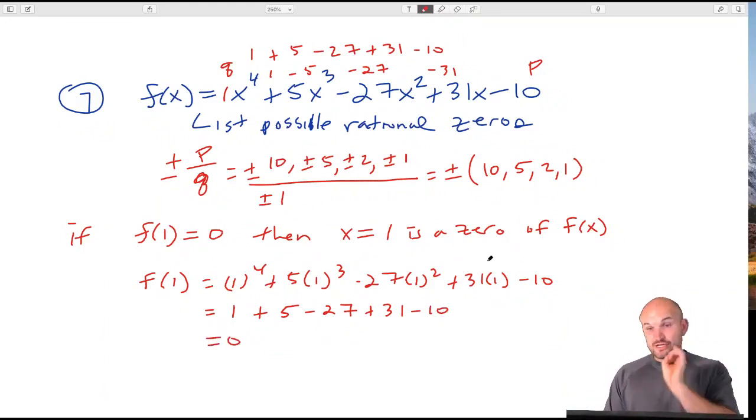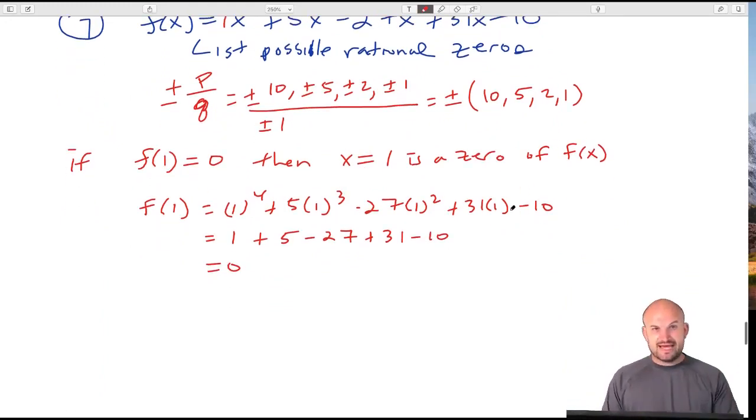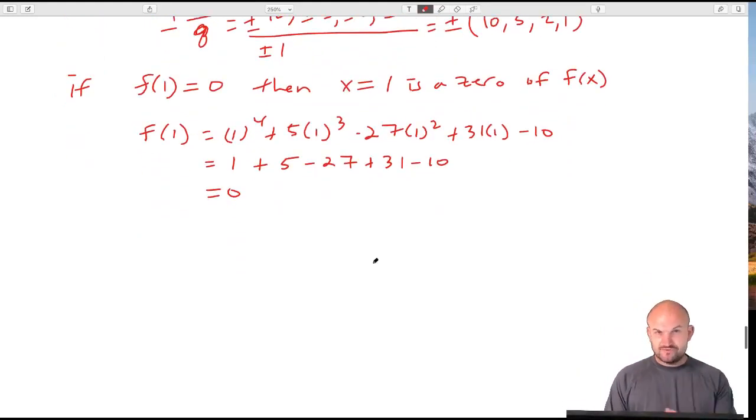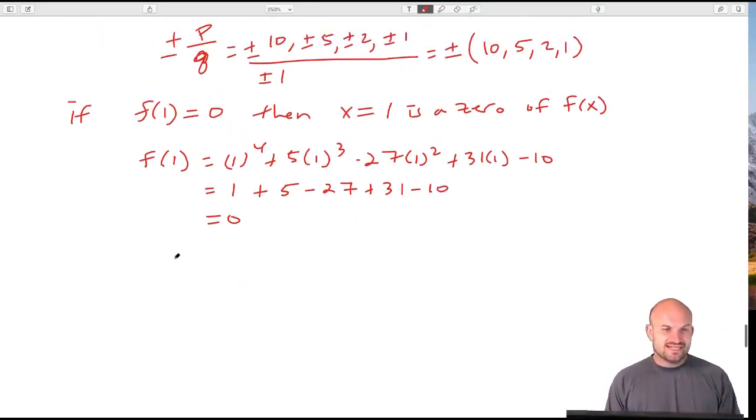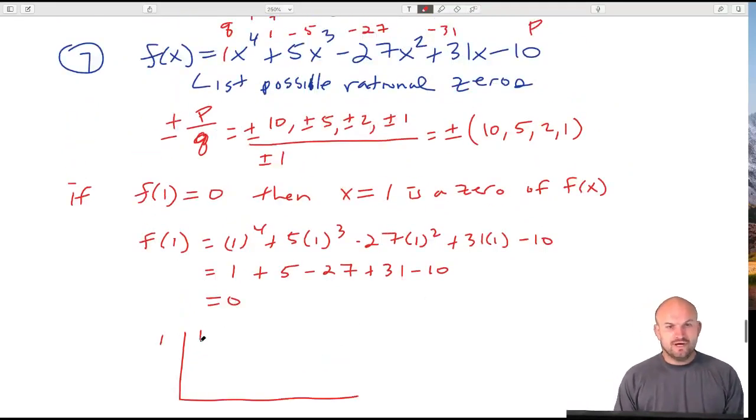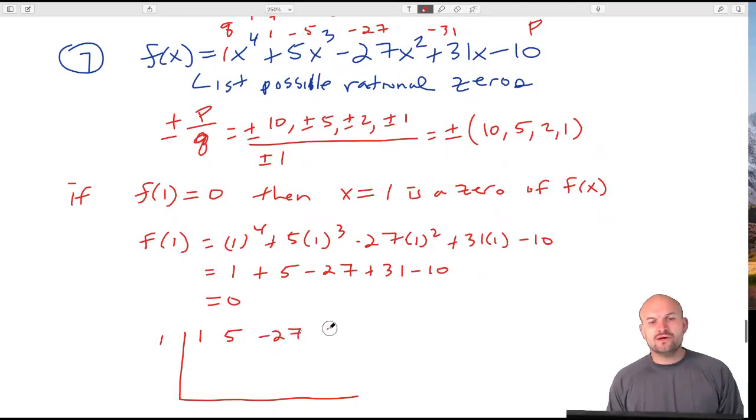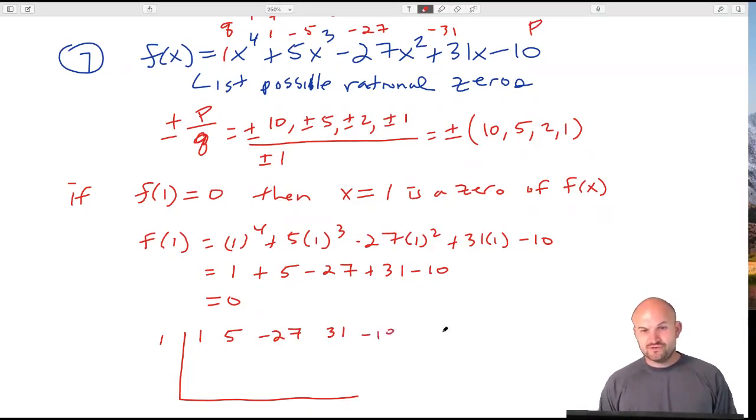So therefore, now we know this is a 0. Now, what do you do with that? Well, again, you can use synthetic division. If you know you have a 0, then you can take that 0 on the outside, and take all the coefficients of your polynomial. So that's going to be 1, 5, negative 27, 31, and negative 10. Make sure they're in order and make sure you're not missing any coefficients. If you're missing a coefficient, make sure you use a placeholder of 0.